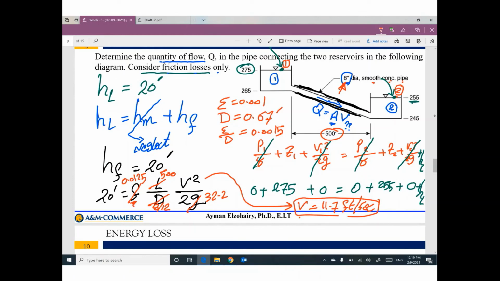Once you get the velocity, put the value of the velocity here, and you already know the area. Multiply area by V, you can get the discharge. Your discharge will be 4.14 cubic feet per second.